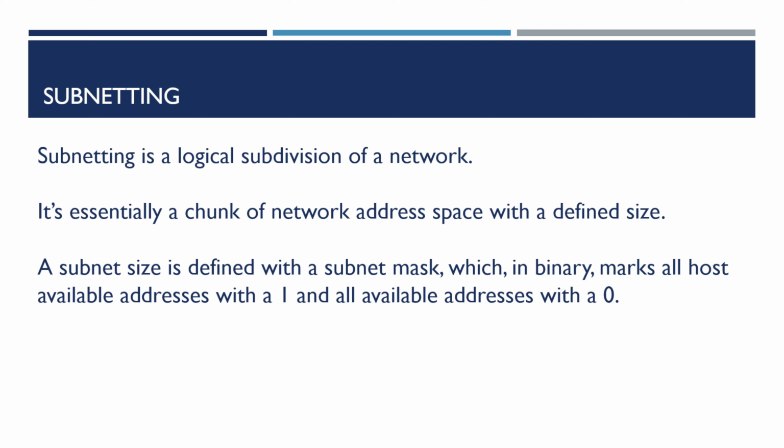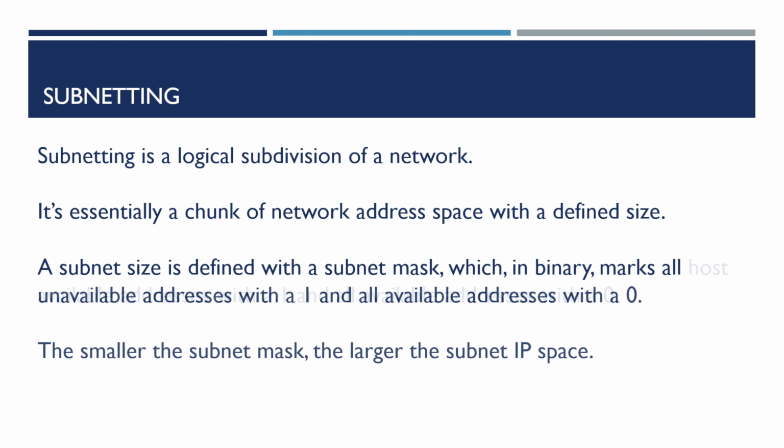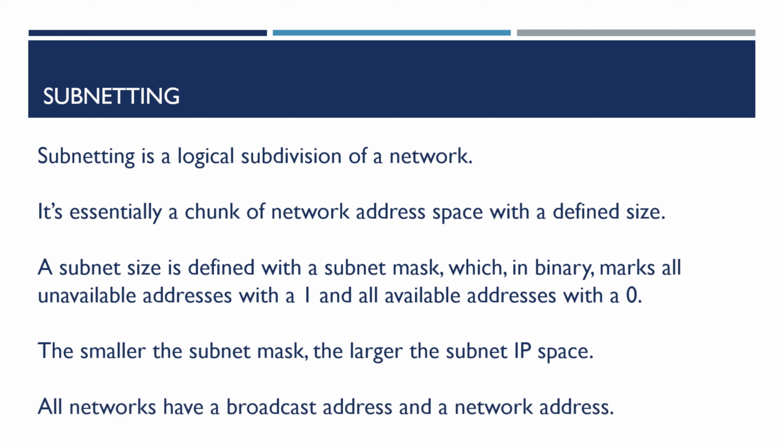I apologize, that's a typo. It marks all unavailable addresses with a 1 and all available addresses with a 0. There we go, there's the fix. The smaller the subnet mask, the larger the IP subnet space. All networks must have a broadcast address and a network address. A subnet is still a network, it's just a smaller network, usually attached to a bigger network.